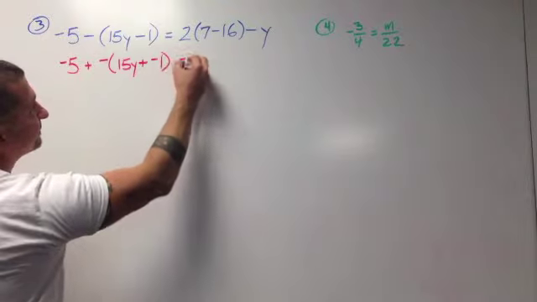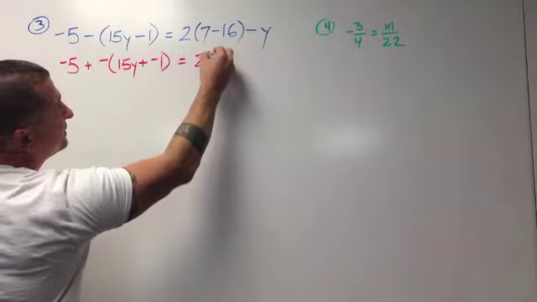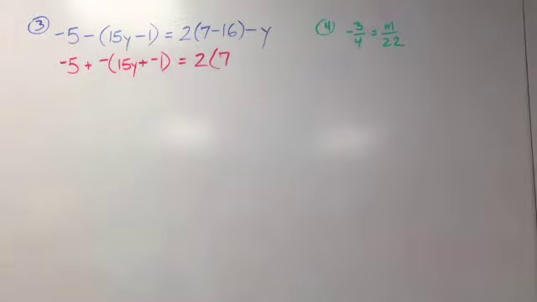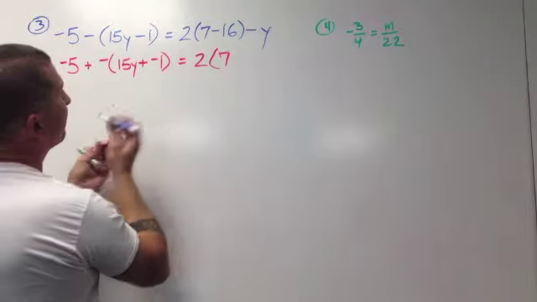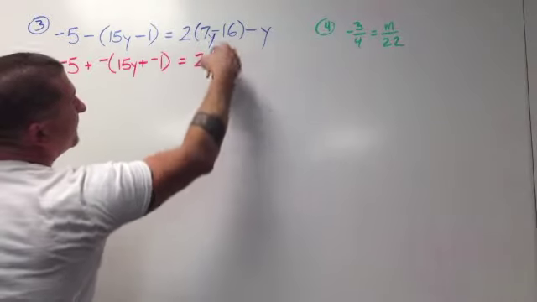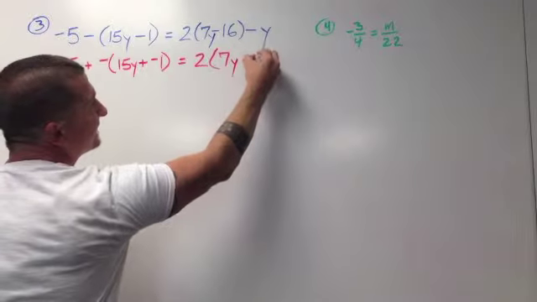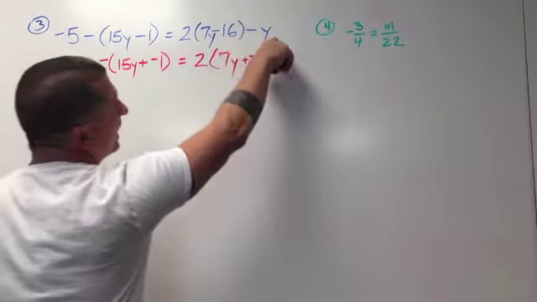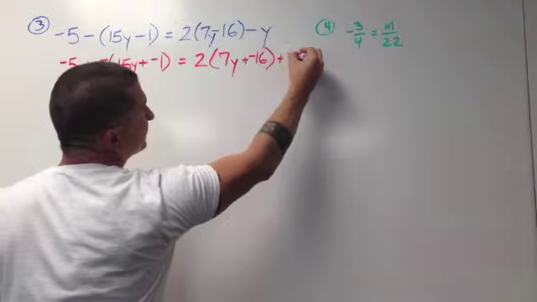On this side I have 2 times 7y minus 16, I'm going to change that to plus negative 16. And at the very end, I have minus y. I'm going to change that to plus negative y.